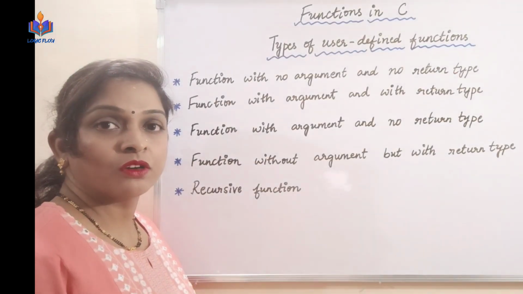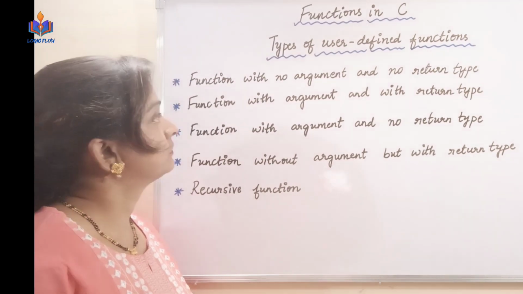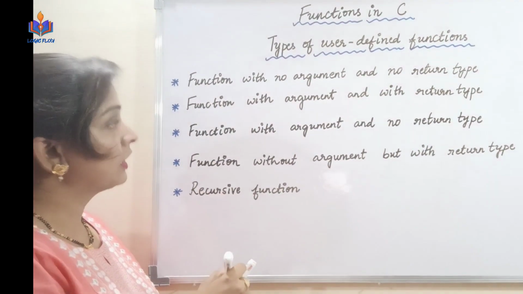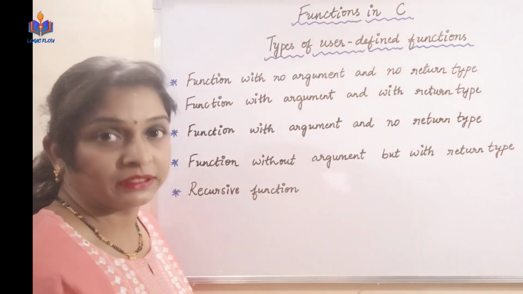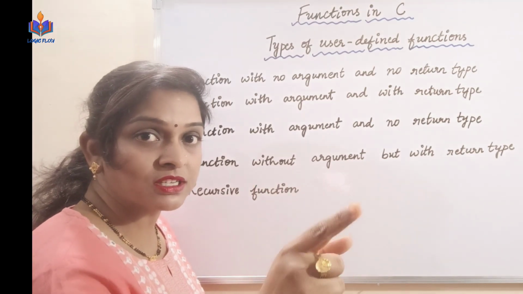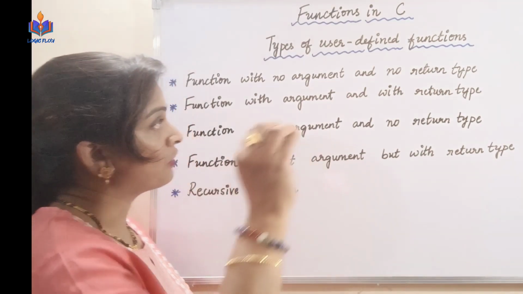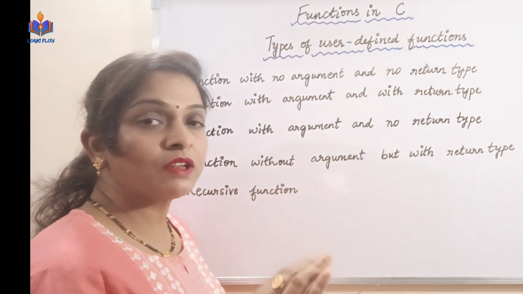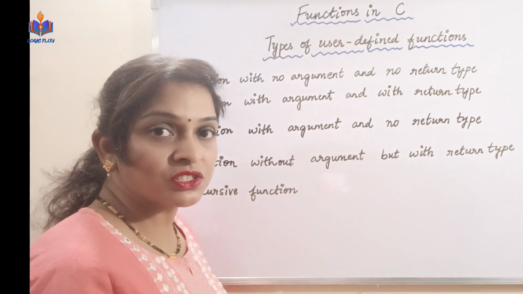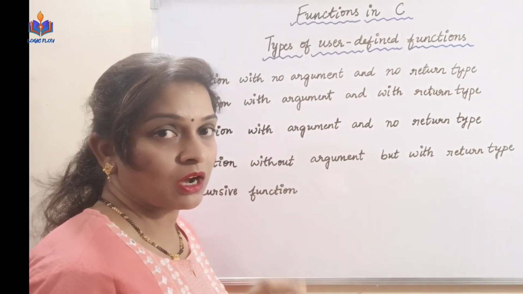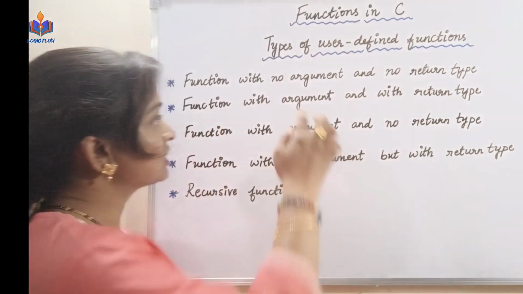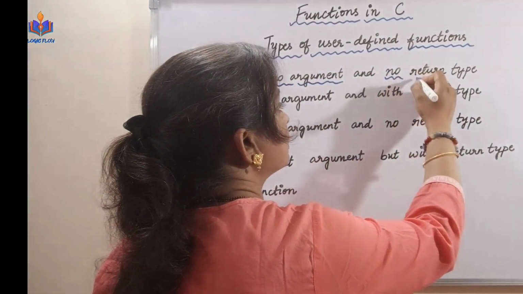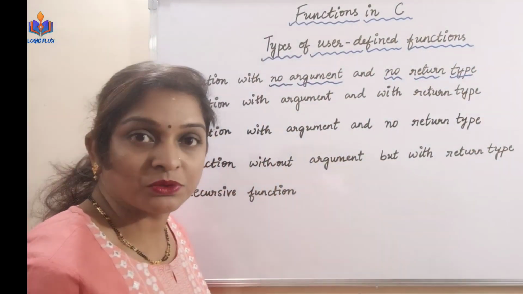So here is the list of the different types of user-defined function. You have totally 5 types. First, function with no argument and no return type. This is a simple function, which we discussed in the previous video itself. The function will have no input and no return value. Please do check out the playlist. You'll get an idea of how this type of function can be used.